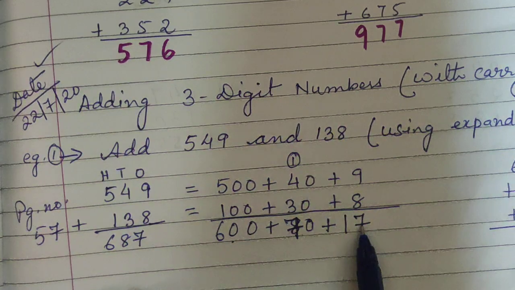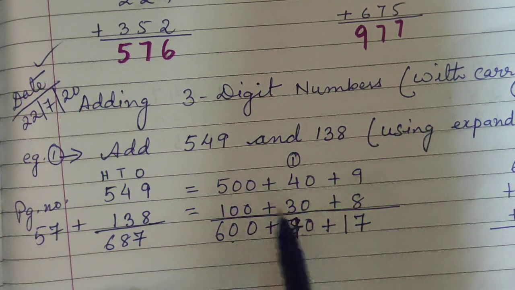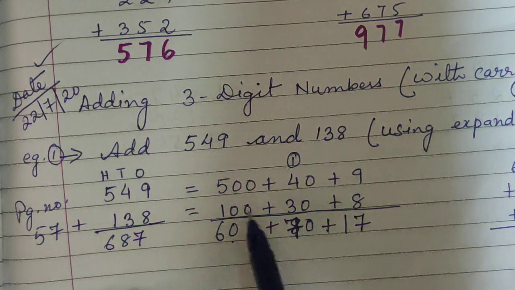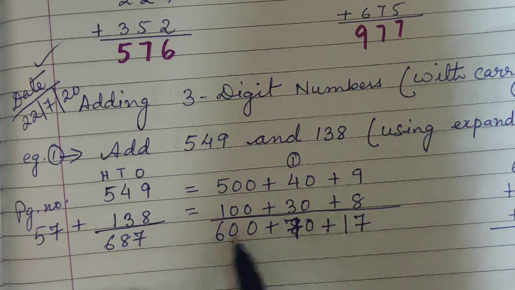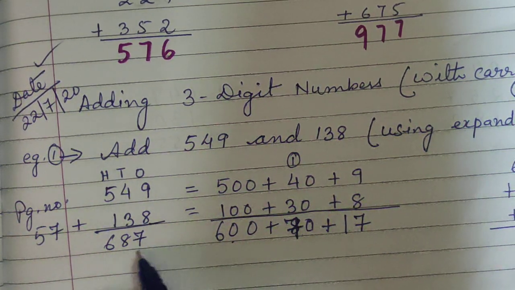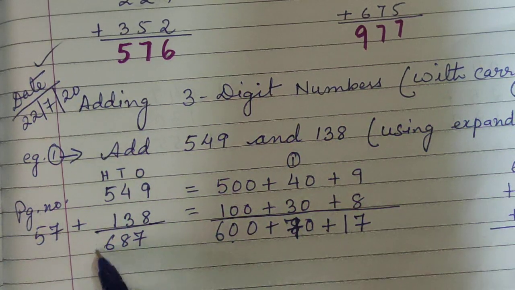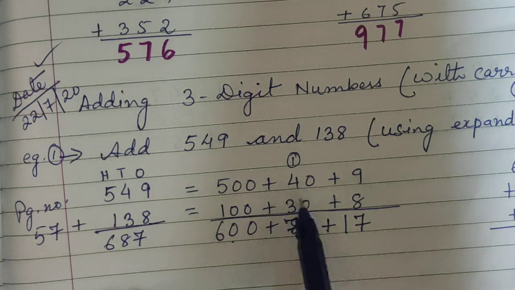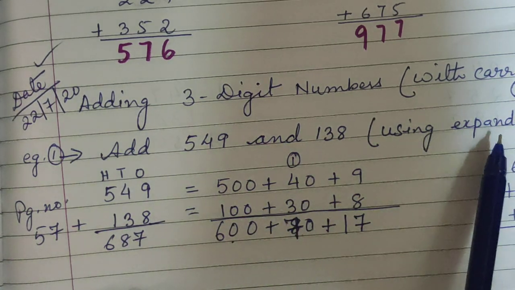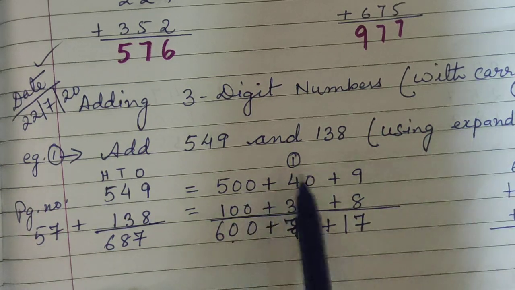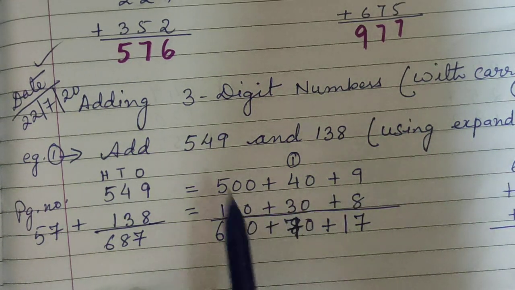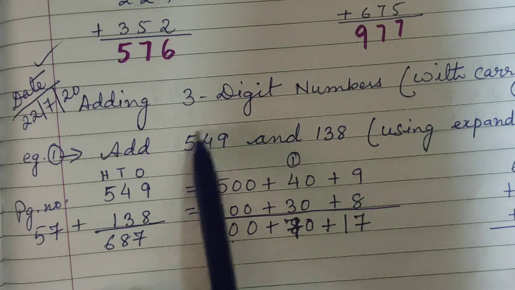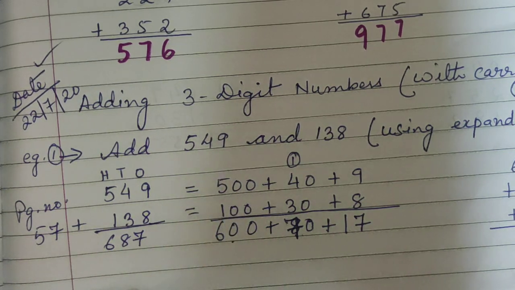So you have to add it again. 9 plus 8, 17. 40 plus 30, 70. And 500 plus 100 is 600. So total, if you add all these three, what number will you get? You will get 687. Okay, children? So this is the process of how to do it using expanded form. And this is the standard form, the direct number is the standard form. Okay, children? So let's do some more examples.